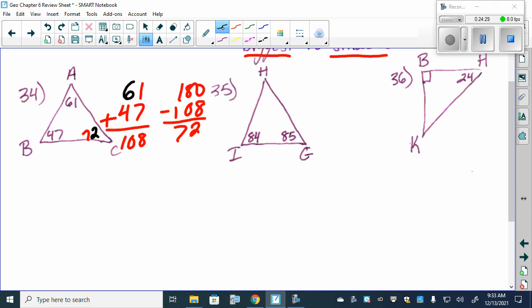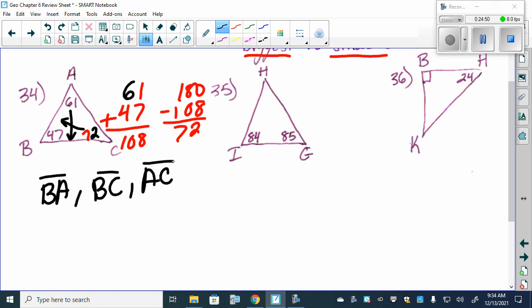So the biggest angle is 72, which is opposite the length of BA or AB. 72 is opposite. 61 is the next biggest angle, which is opposite BC. And then AC is last. Any other one that y'all want to look at for these three?